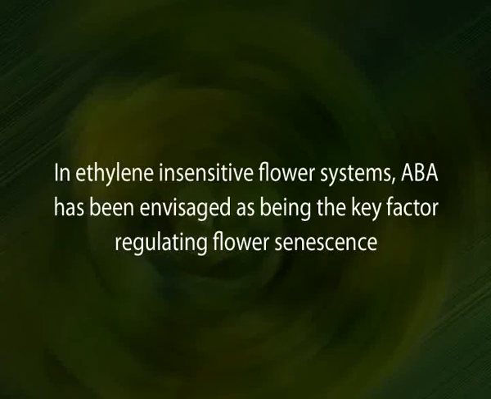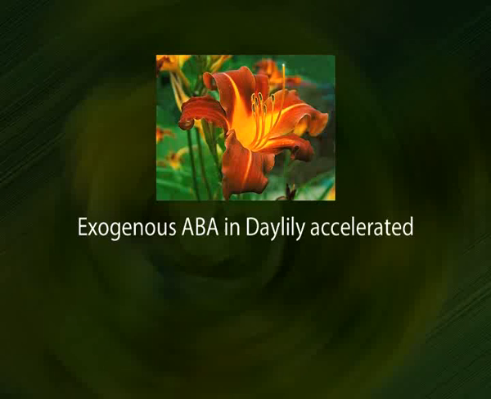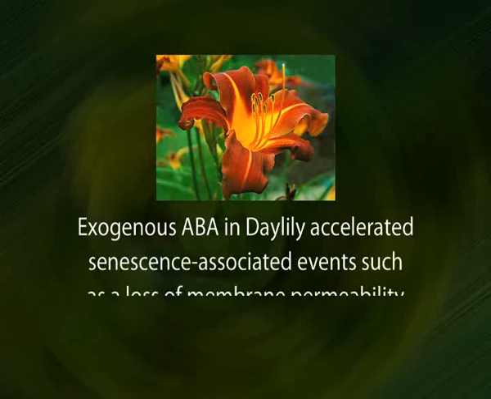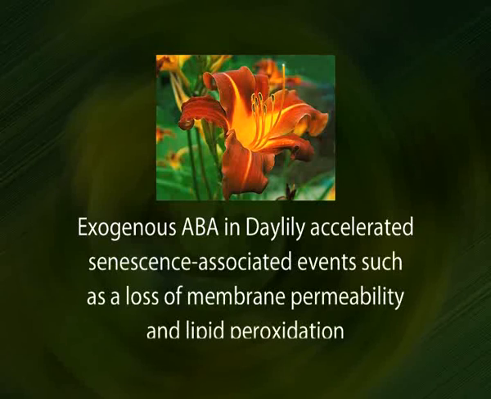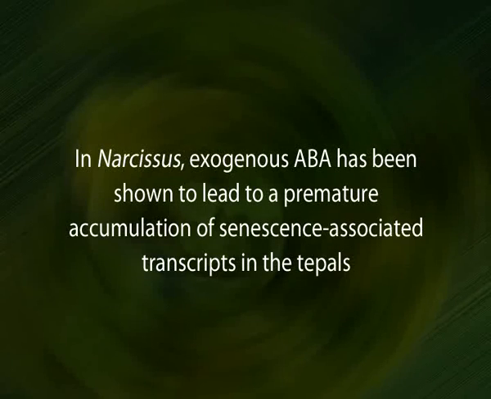In ethylene-insensitive flower systems, abscisic acid has been envisaged as the key factor regulating flower senescence through an early and continuous accumulation in various flower tissues. Exogenous abscisic acid in daylily accelerated senescence-associated events such as loss of membrane permeability and lipid peroxidation. In narcissus, exogenous abscisic acid has been shown to lead to a premature accumulation of senescence-associated transcripts in tepals.